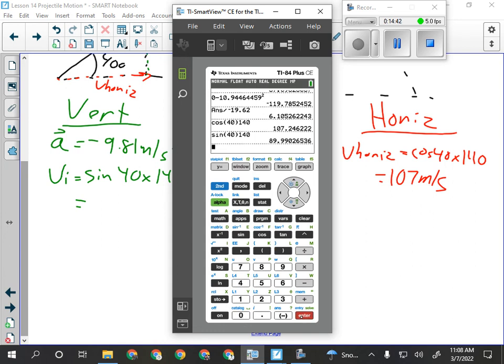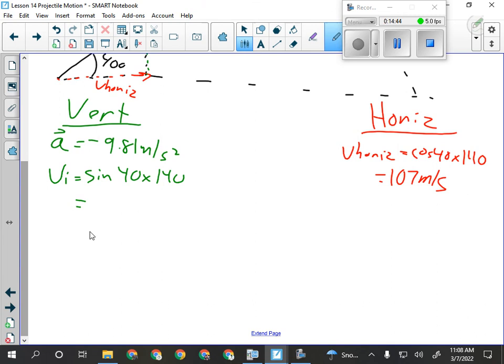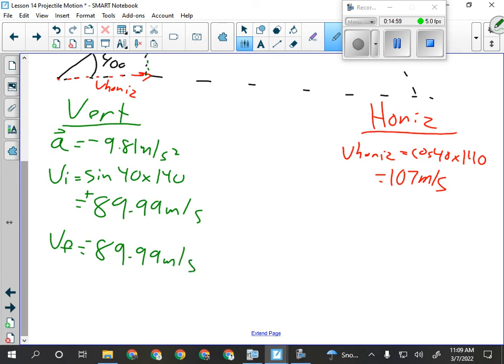Okay, so 89.99 meters per second, and that's going to be up. And what's VF going to be? 89.99 meters per second down. Okay? Unless you're told otherwise, you can assume that that's true. If there's a difference in the launch height and the landing height, then it's not true. But if you're not told otherwise, we assume that they're equal.